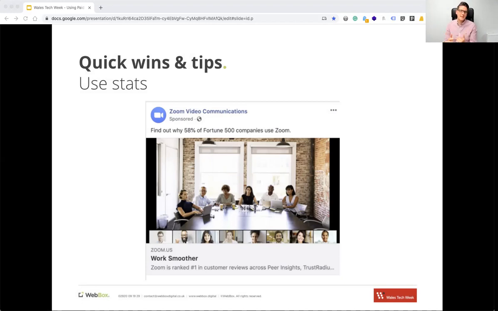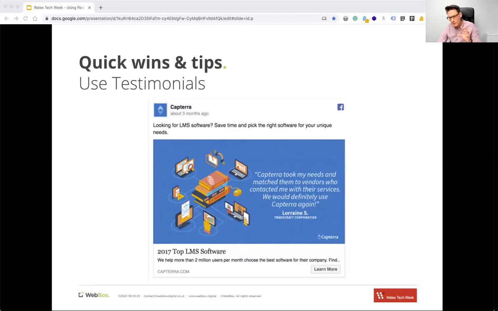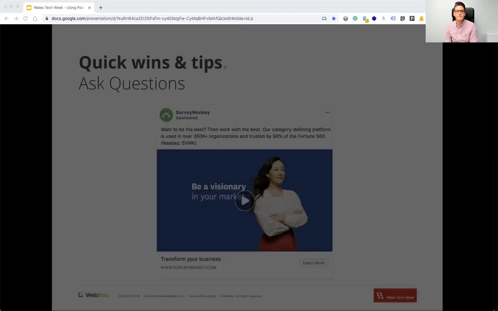Okay, also use stats. Okay, these are really good ways to make your advert stand out. Okay, so when you say 58% of Fortune 500 companies use Zoom, immediately that elevates Zoom, okay? So it builds trust and suppresses any concerns about potentially not knowing a particular brand as well. So stats can be a really good way to do this. If you haven't got stats, you might want to use testimonials. So something like the one you can see here works really well, or even better, a video testimonial, because that engages people for a longer period of time.